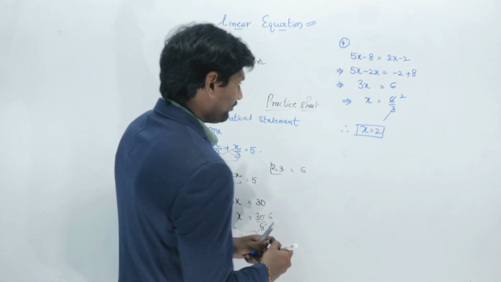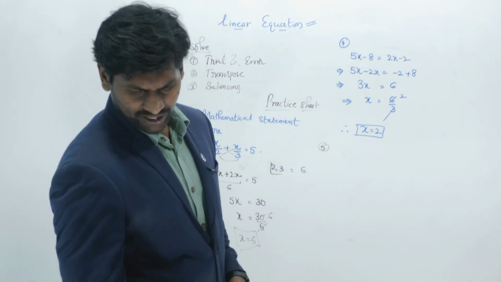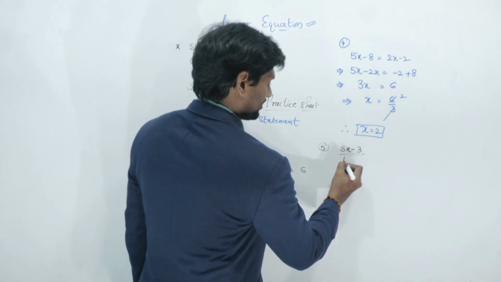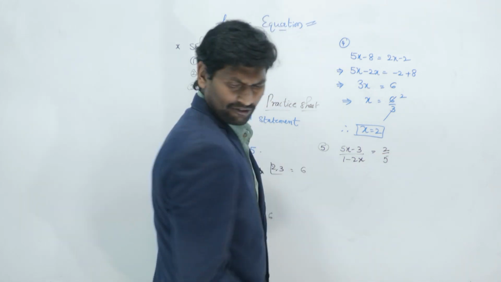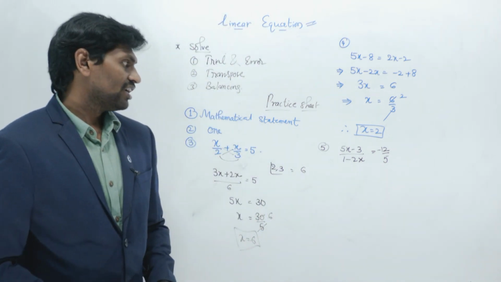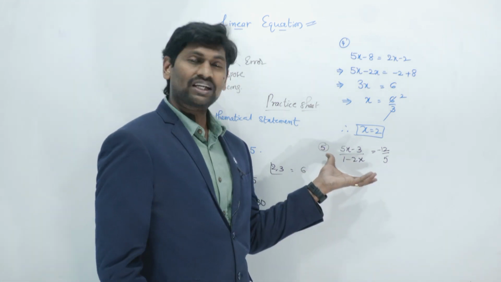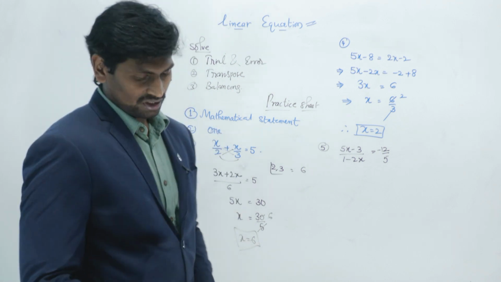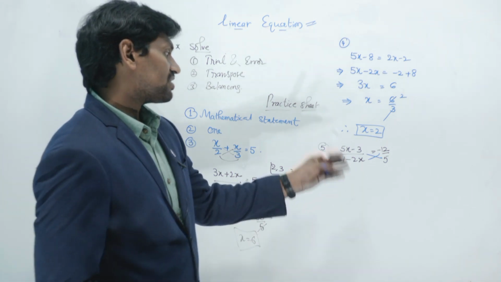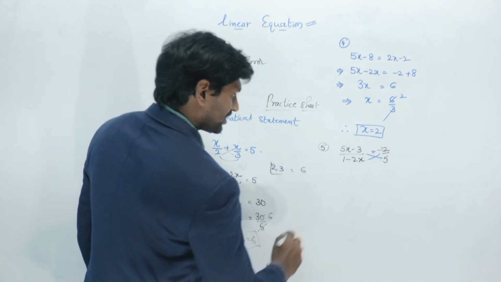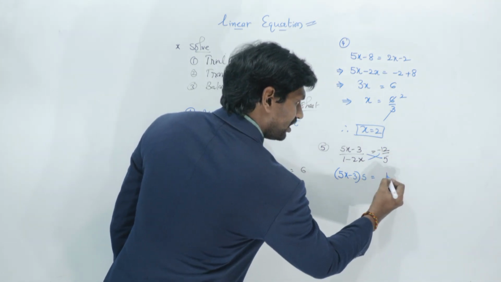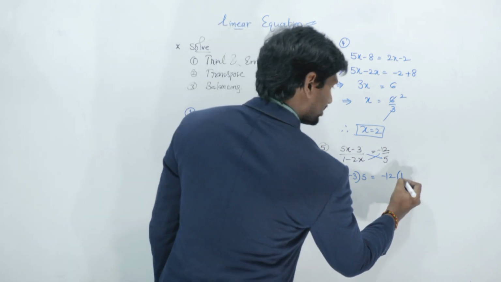Question number 5: given that (5x minus 3) divided by (1 minus 2x) equals, sorry, minus 12 by 5. Then find the value of x. While observing this equation, the left hand side is a fraction and the right hand side is also in fractional form. When two fractions have an equal sign between them, we can do cross multiplication. That means the denominator 5x minus 3 multiplies with the right side denominator 5, and minus 12 multiplies with the left side denominator 1 minus 2x.